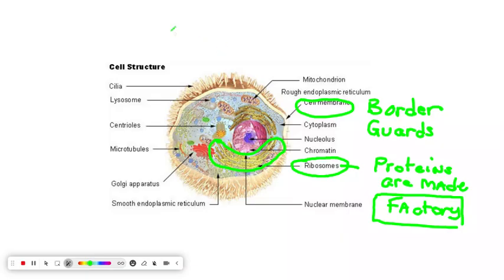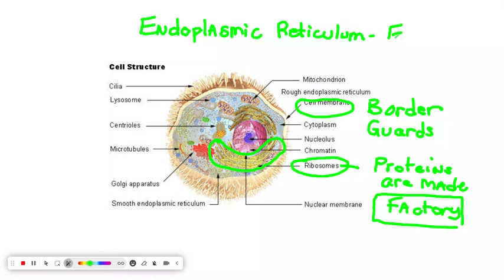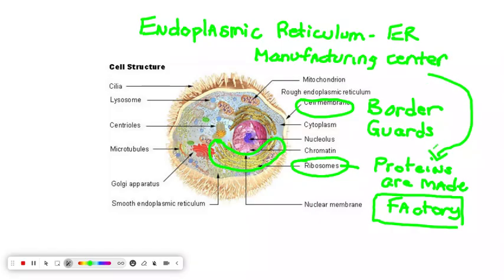And there's two types. Let's write it down. Endoplasmic, all these fancy words we have. Reticulum. And sometimes we just say the ER. So the ER, the endoplasmic reticulum, is like a manufacturing center. It's where all these factories are. There's factories to make proteins like the ribosomes.